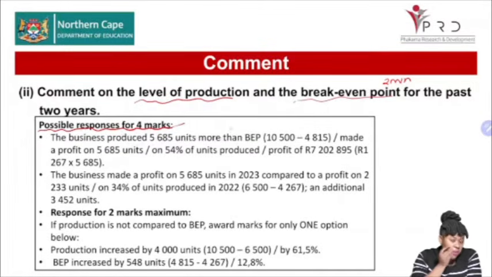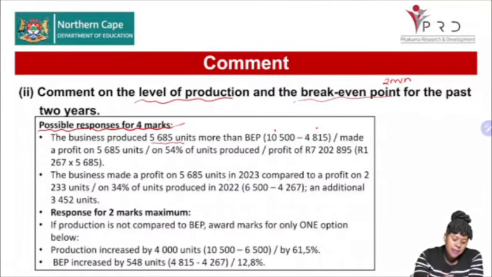How did I get that? Remember, I said I'm comparing my break-even point with the number of units produced and sold, okay? So I have produced and sold 10,500, as you can see. And then my break-even point is 4,815. So I find the difference between the two, and then I comment based on that. And that will then help me get the marks that I need to get, okay? So the business has produced 5,685 units more than the break-even point.